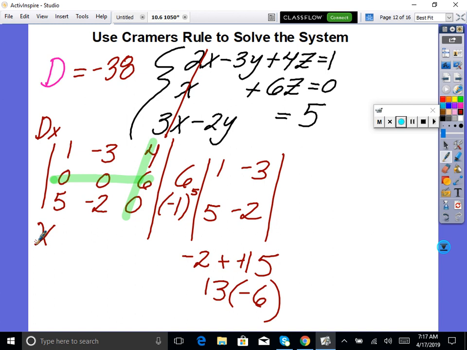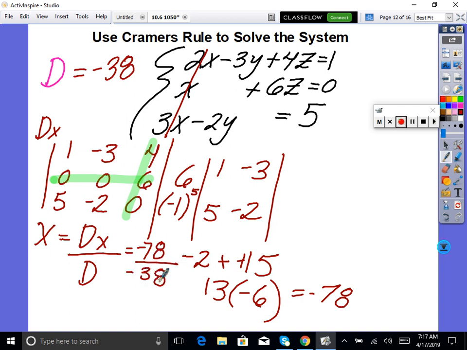Negative 78? So now we can solve for x, because x is equal to dx over d. So that would be negative 78 divided by negative 38. 2.05? Okay. The back of the book's going to do fractions, just so you know. You'd have to do it by hand. You'd have to say, what do they both divide by? Does that make sense? Okay.